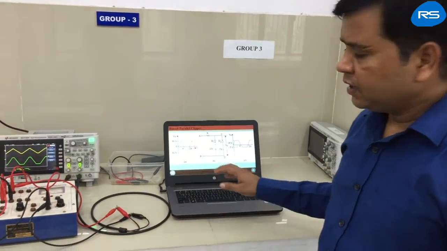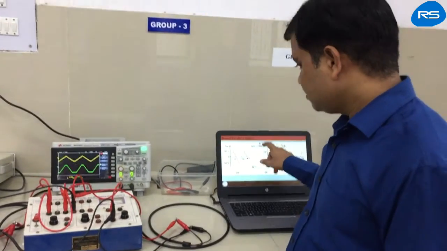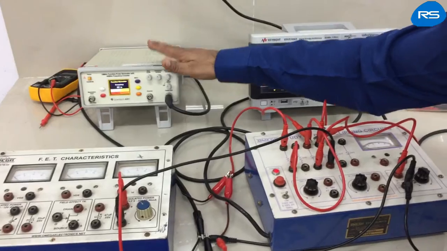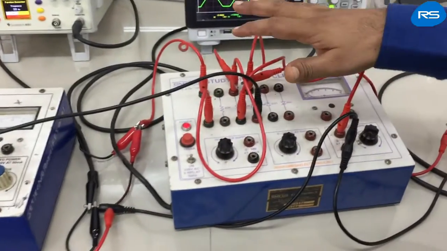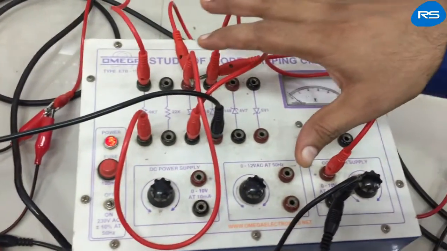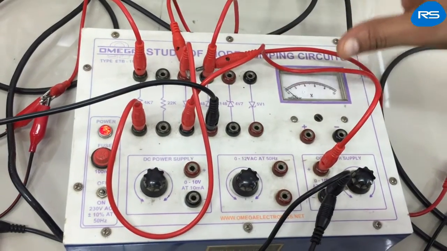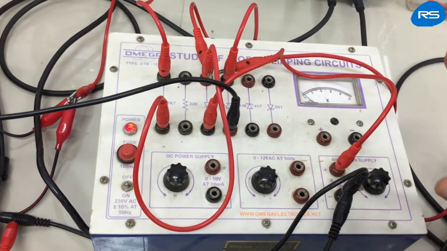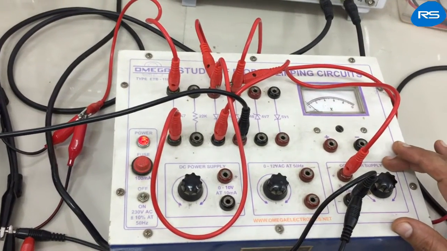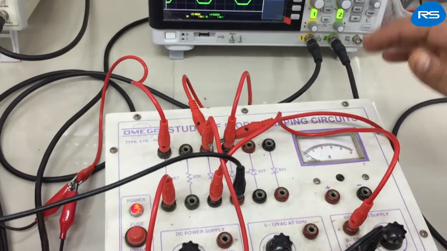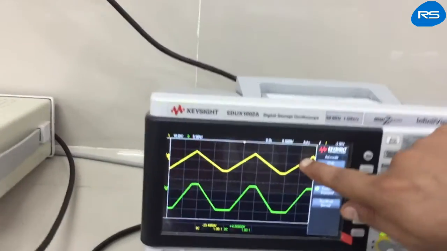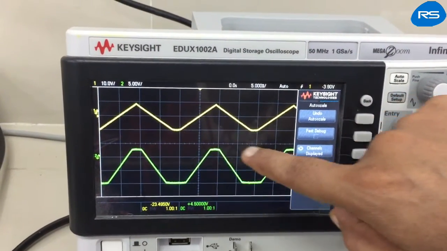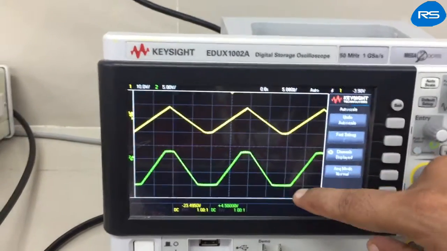I will make the connections as per the circuit diagram. We will connect the input signal from the function generator to the biased parallel clipper circuit, and we'll get the output across diode D2 and this bias voltage. So in this way we are getting input and output signals. You can observe that we are clipping in positive and negative half cycles both.